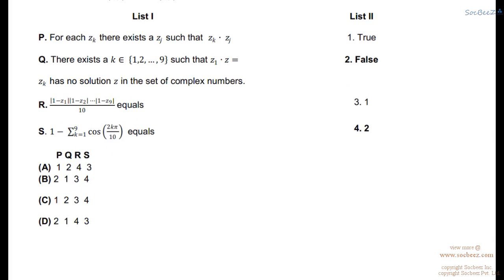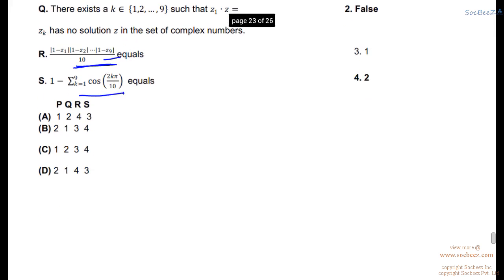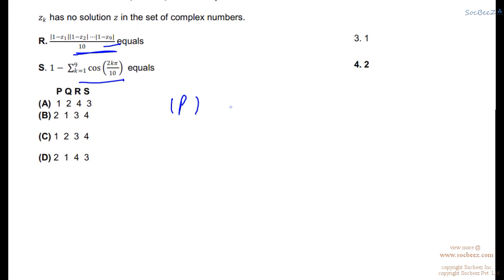List 1. For each zk there exists a zj such that zk dot zj equals 1, and there exists a k belonging to 1 to 9 such that z1 dot z equals zk has no solution z in the set of complex numbers. R is this expression, and S is this. So from here we can easily estimate that P and Q belong to 1 or 2, and R and S belong to 3 and 4. So let's see here. First let's solve for P.